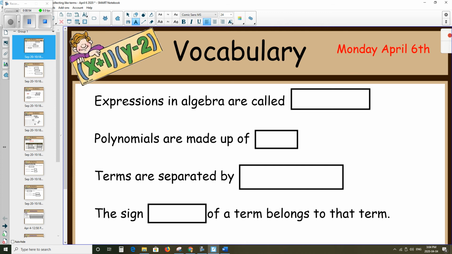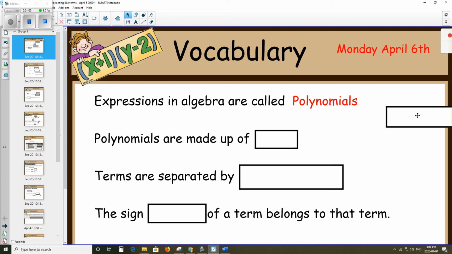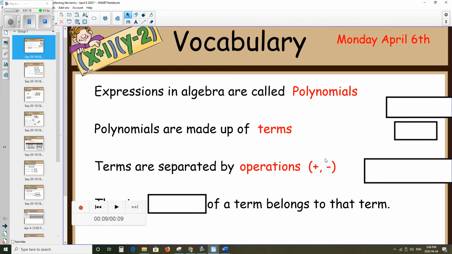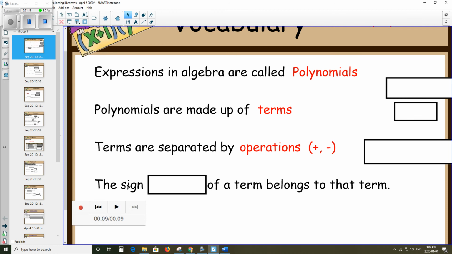So the first part, expressions in algebra are called polynomials, and a polynomial is made up of several terms. You can tell them apart because they're separated by operations. They're either added or subtracted, and the sign in front of the term belongs to that term.